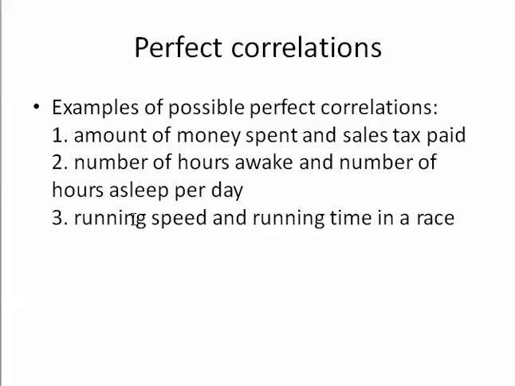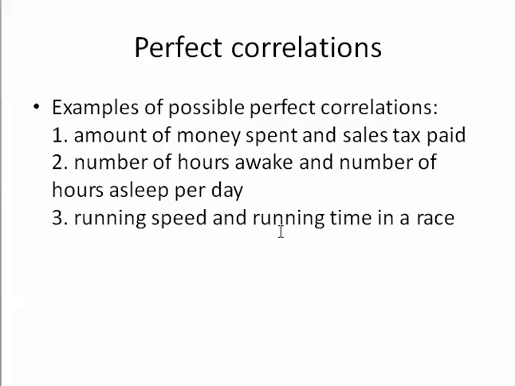This third one is also a perfect correlation. If you look at all of the runners in a certain race, the runners who are running faster always have shorter times. So these two variables are perfectly correlated. There's a perfectly consistent relationship between them.